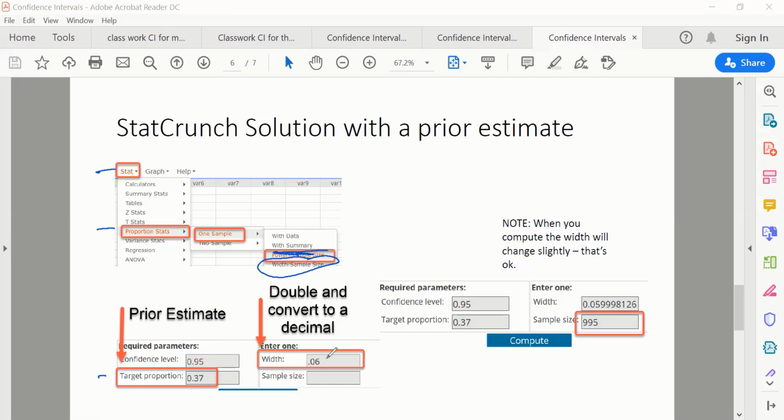And then the width, you want to remember to change the width percent into a decimal and then double it. So they gave us within 3%. So we're going to double that to 6%. And then we're going to write it as a decimal, 0.06. And then when you click, you get 995. So the difference from doing the mean is this target proportion part.